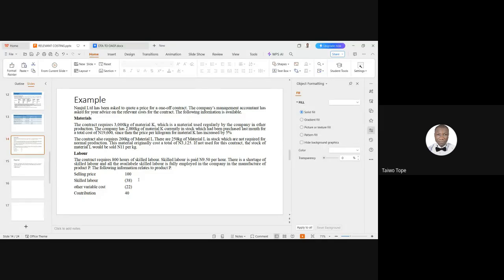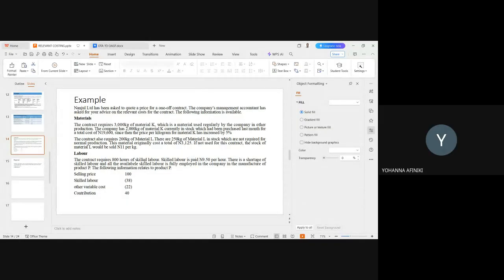How much are you paying them on a normal day? The cost of you moving them will be what? 9 naira 50 kobo multiplied by 800. How much are you paying them? 7,600. What is the opportunity cost? The contribution you will lose when you move them from product P. It will be 10 multiplied by 800.